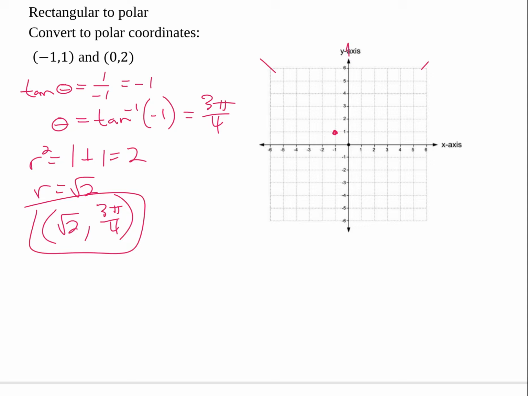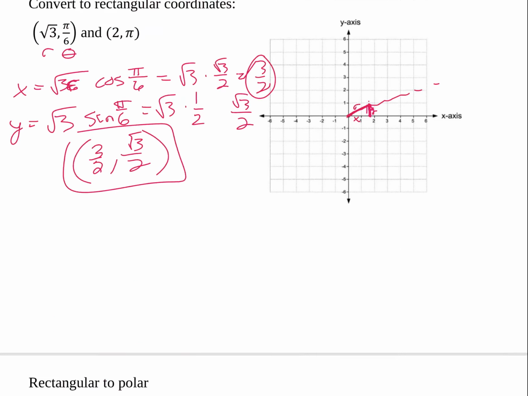Okay, so I also asked you to do 0, 2. So let's visualize where that's at first. It is right here. So in this case, because I already know that I turn through that angle right there, that's 90 degrees or pi over 2, I don't need to do the math this time. I already know it's pi over 2. And I already know the radius also. The radius is that distance right there, which is just 2 units. So that's the answer for the second one. Okay, sometimes you can avoid the math if you're visualizing what these look like.